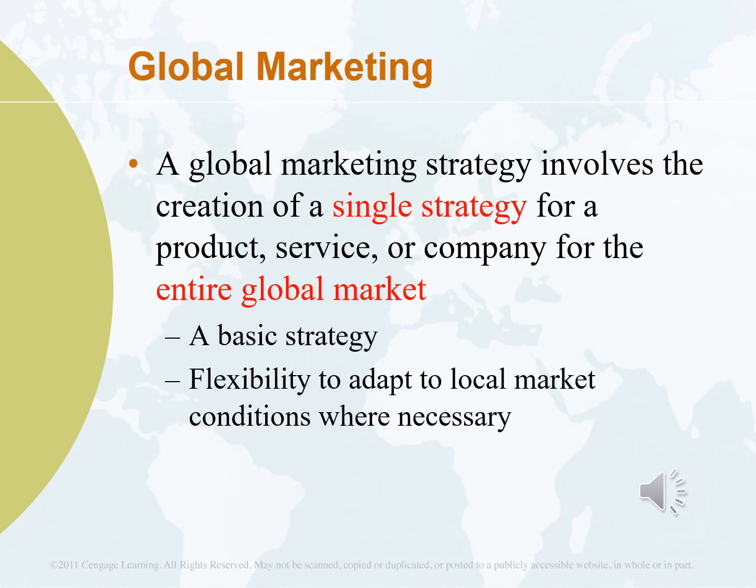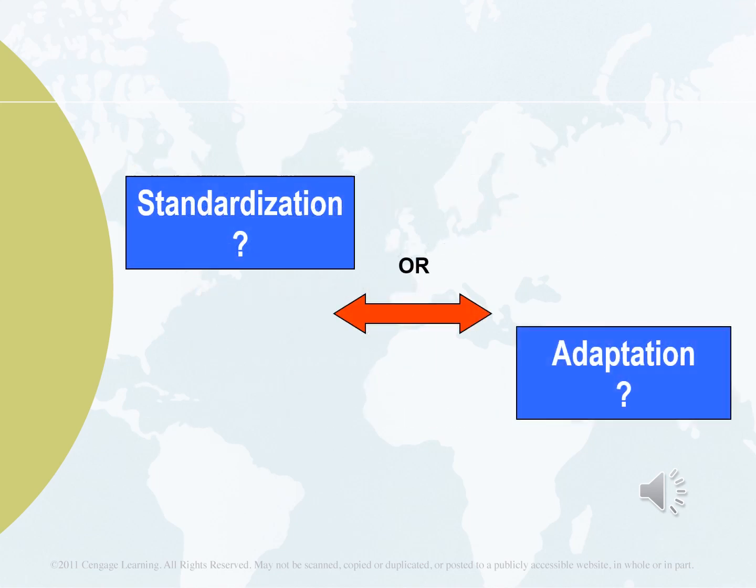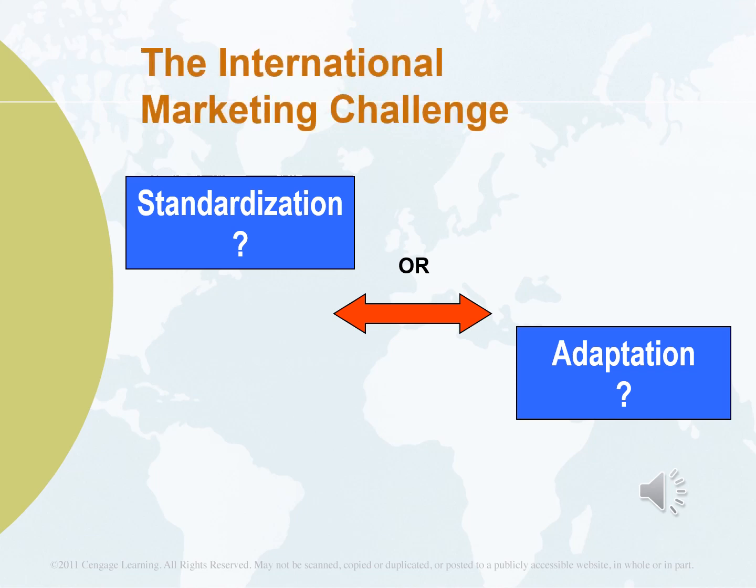So global marketing strategy. You need to have a global marketing strategy. A global marketing strategy involves the creation of a single strategy for a product, a service, or company for the entire global market. So that's your global marketing strategy. It's a basic strategy that you follow. It has the flexibility to adapt to local market conditions where necessary. Wherever it's necessary, you have a basic global strategy, and also you have adaptation to local markets. We can talk about this later on as we go.